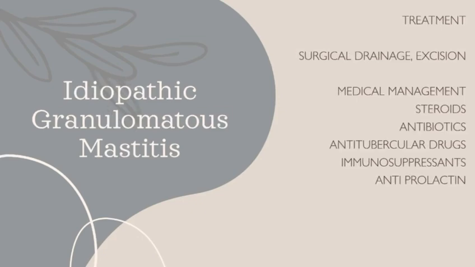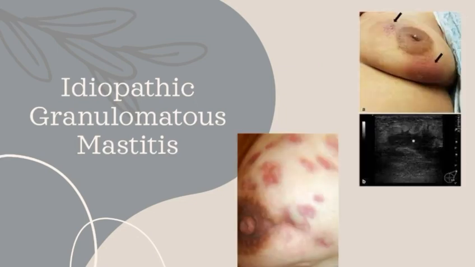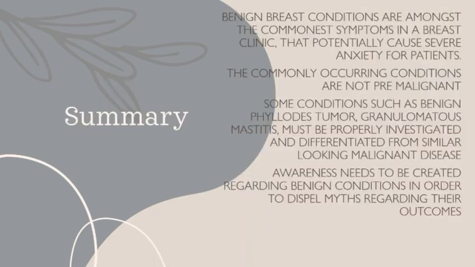Treatment may be surgical or non-surgical, but preferably medical management with steroids, antibiotics, sometimes the use of anti-tubercular drugs, immunosuppressants, with or without the use of prolactin suppressing medications. This is a typical presentation of a breast with idiopathic granulomatous mastitis.